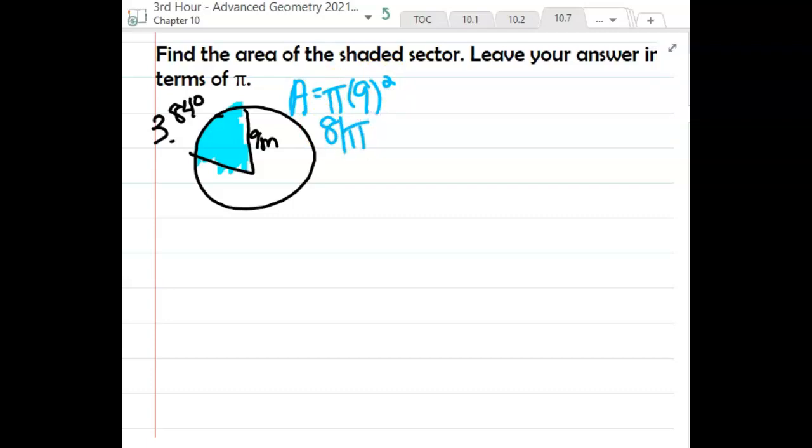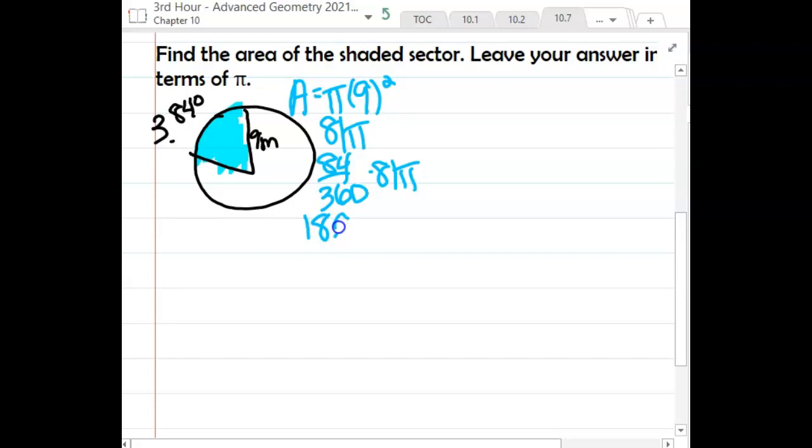But remember, that's the whole circle. I don't need the whole circle. I'm just talking about that little chunk right there. So we need a way to write how much of the circle is that little chunk. 84 over 360. It's 84 degrees out of 360 of all the degrees. And we're going to take that and multiply it by 81 pi. If we were to multiply all that out without doing the pi, don't multiply the pi out, you should get 18.9 pi meters squared.